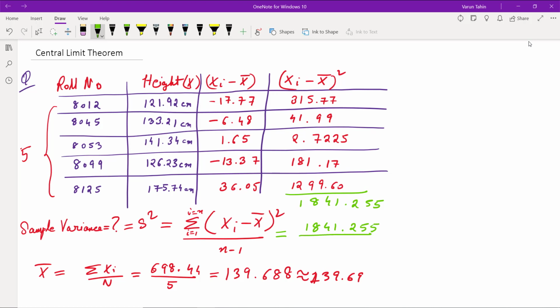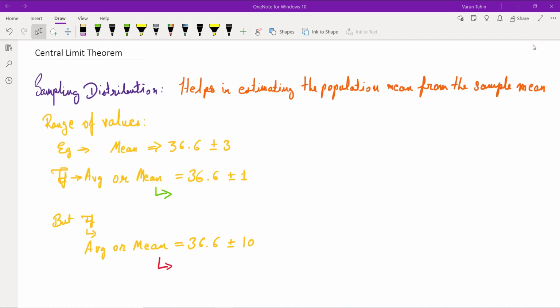Okay, so let's put this value over here, 1841.255. And guys, remember that we have to do n minus 1. So n here is 5. So 5 minus 1 is 4. So this will be 460.313. Thus s will become square root of 460.313, which is 21.45.